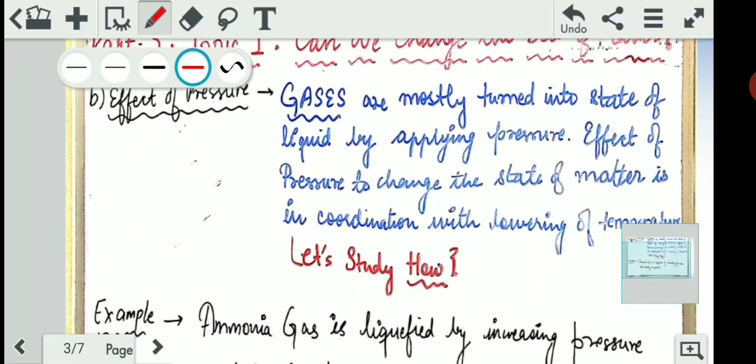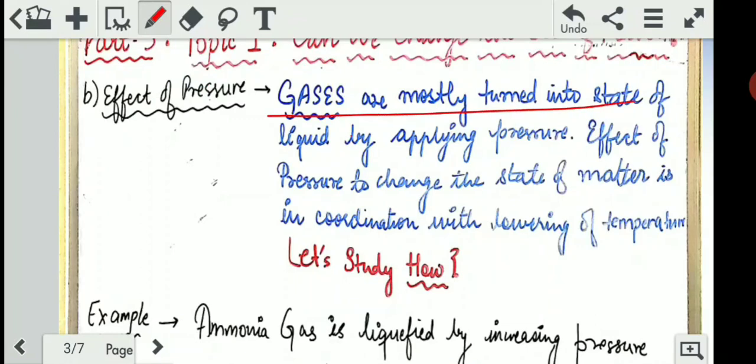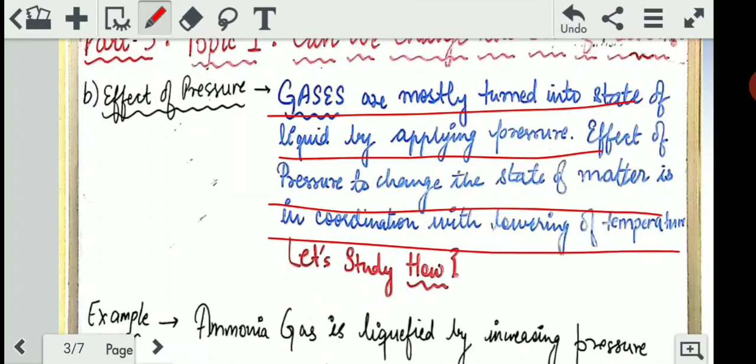Now, after we have studied latent heat, we will discuss the effect of pressure. Gases are mostly turned into the liquid state by applying pressure. How do we turn gases into liquid? By applying some pressure on them. Effect of pressure to change the state of matter in coordination with the lowering of temperature.